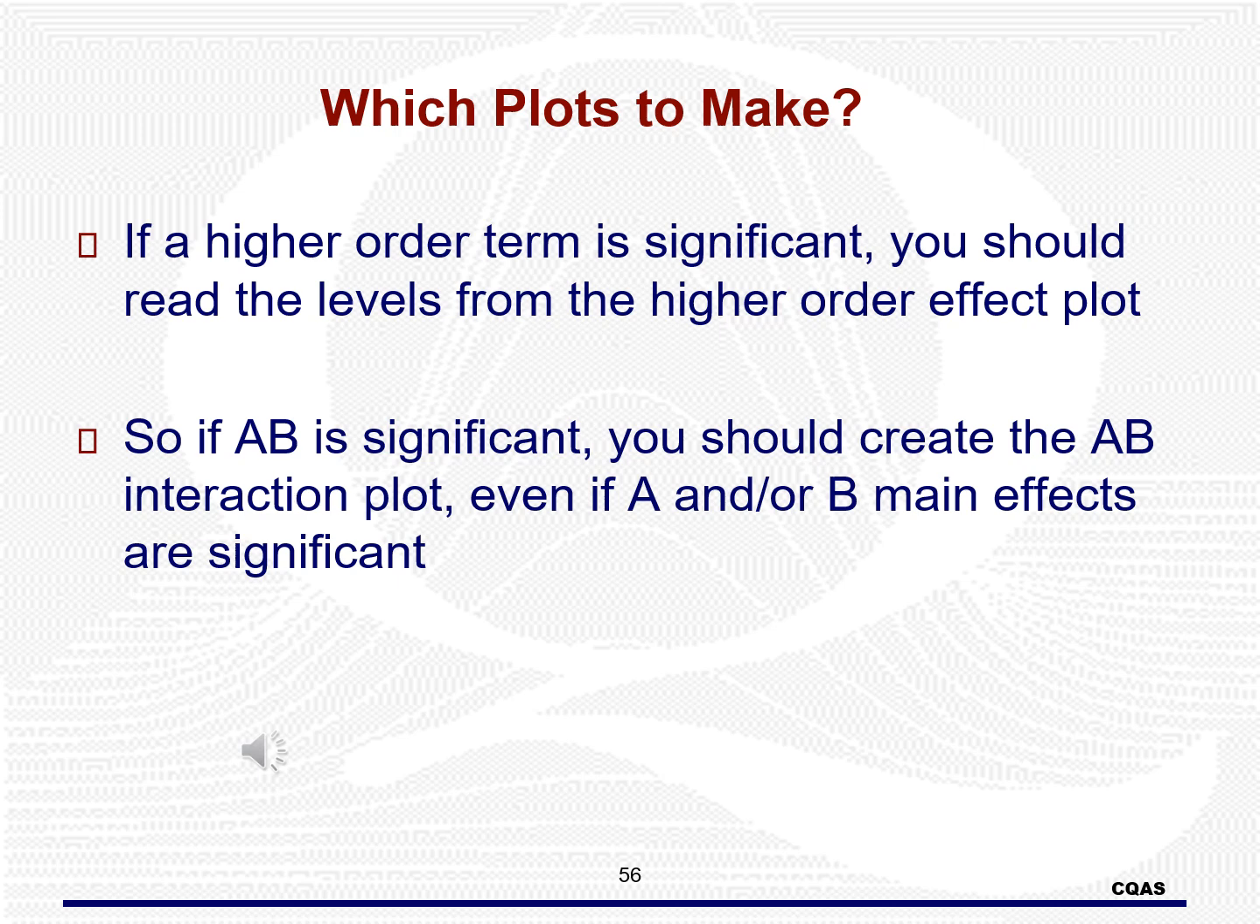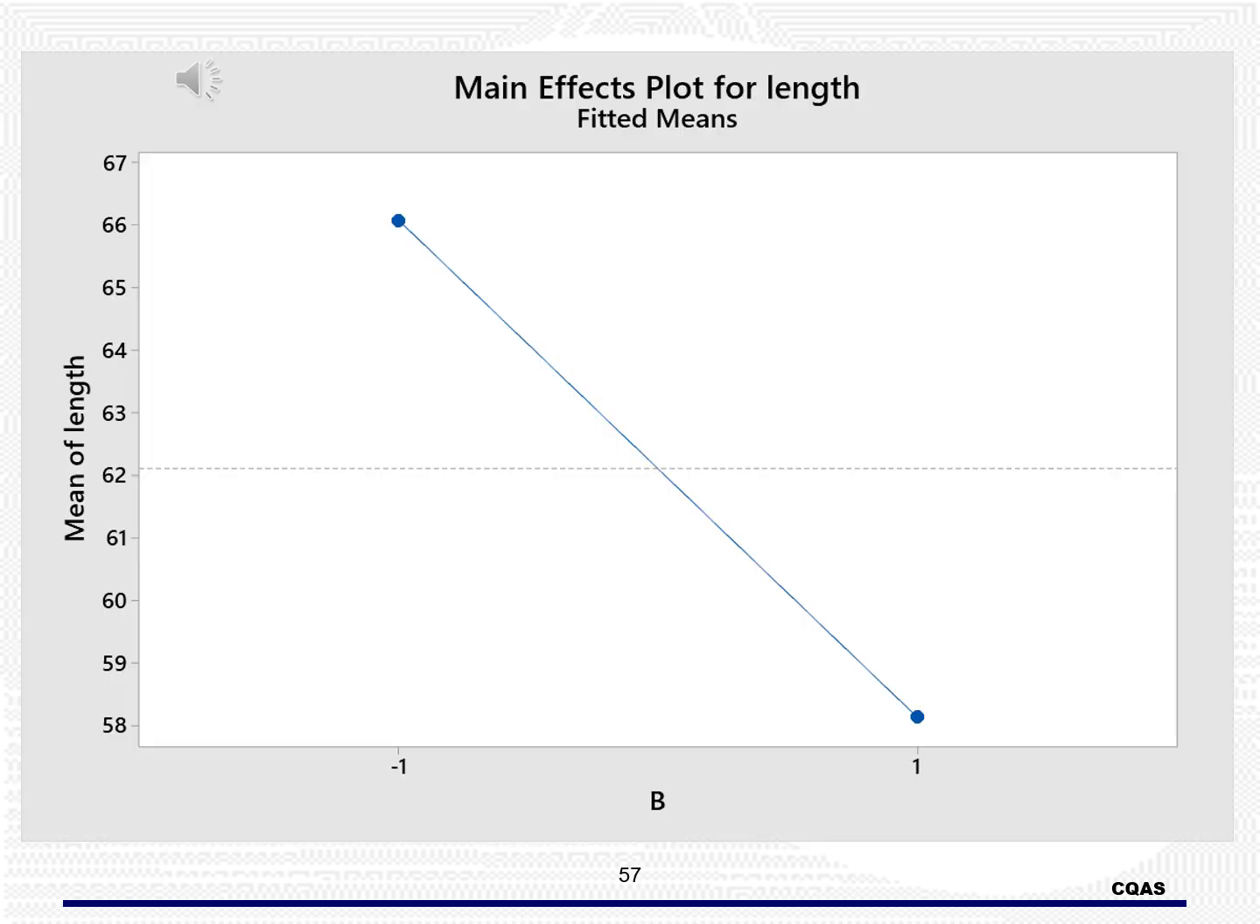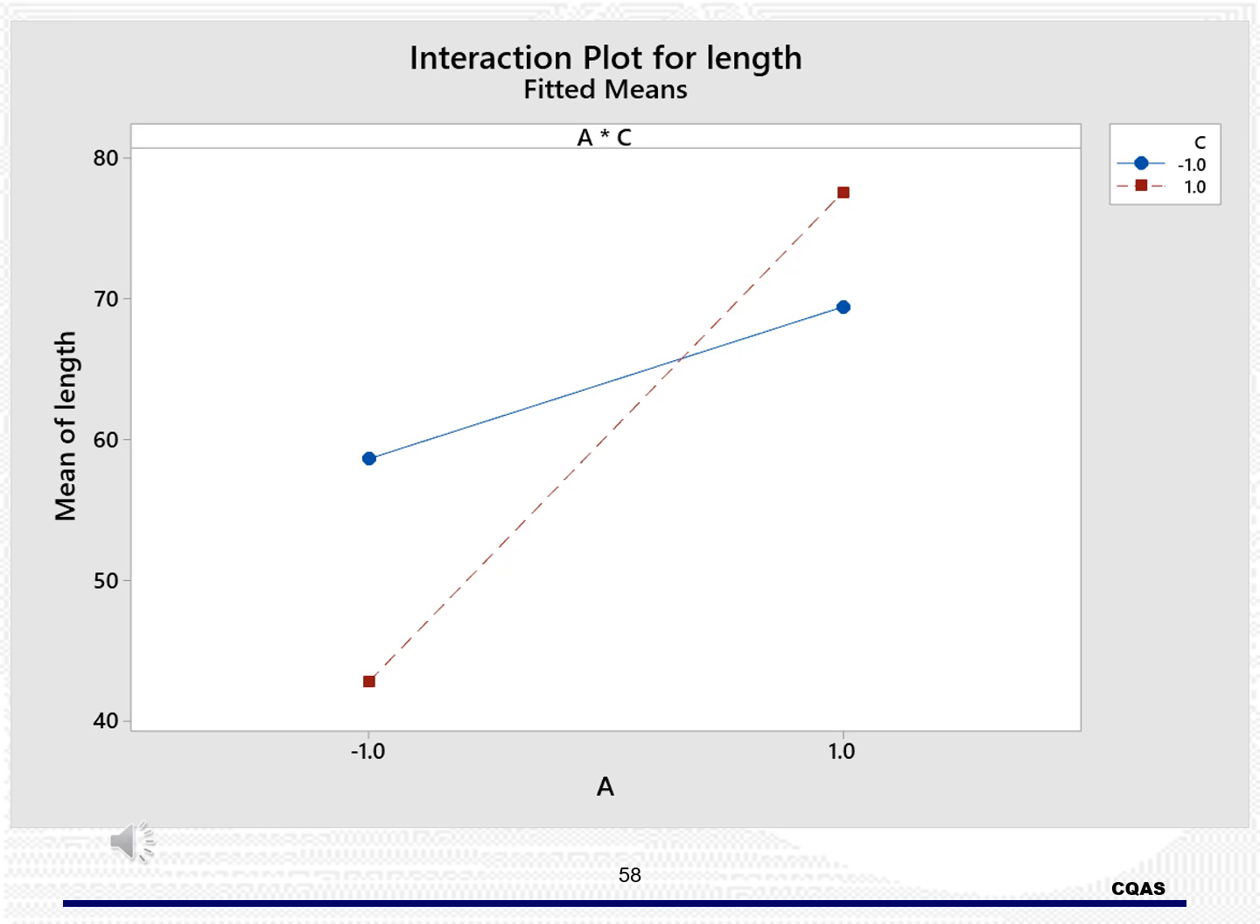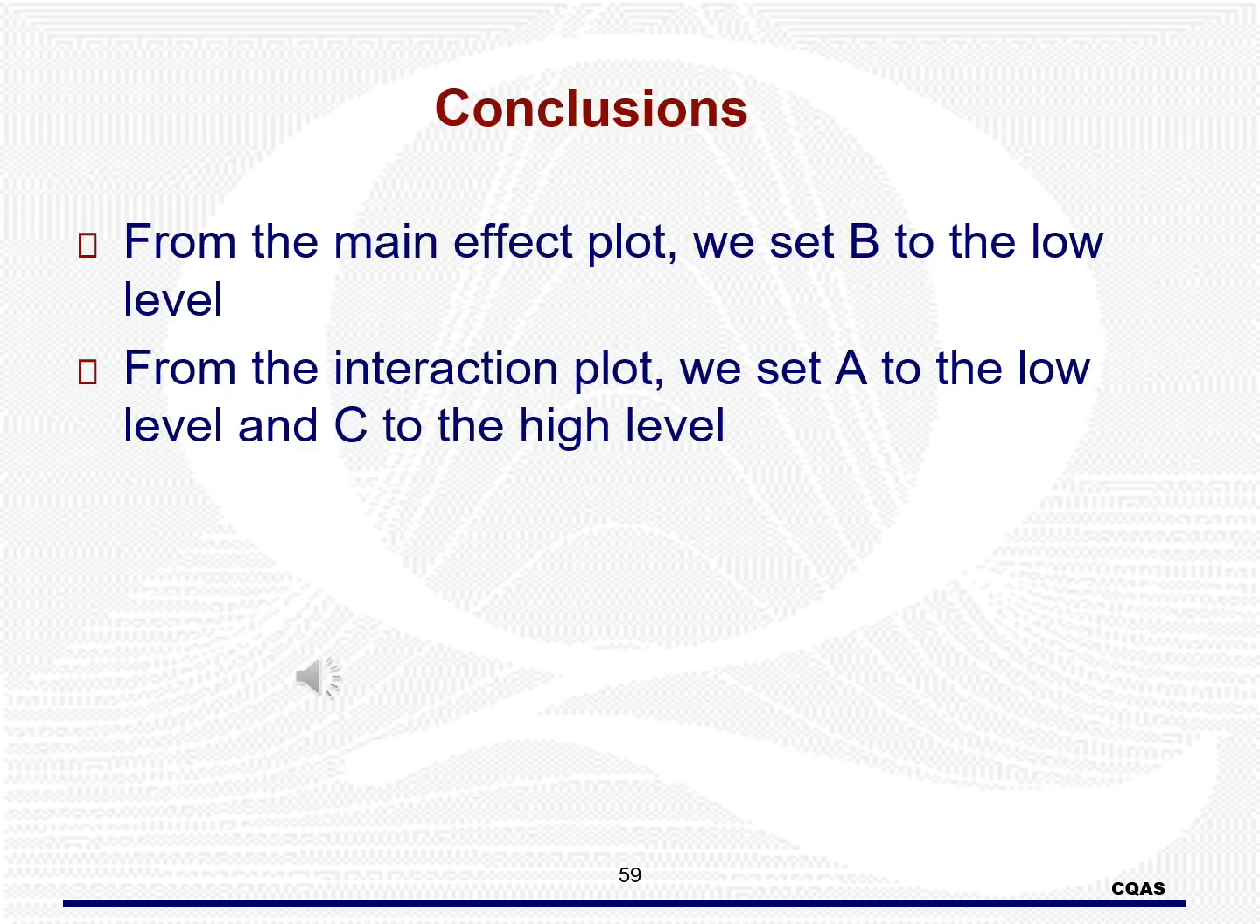So what should we do in this case? Since the main effect B is significant and not involved in a significant higher order interaction, we will use its main effect plot. Based on the plot in the slide, it seems that we should set factor B to the high level. Since interaction AC is significant, we need to get our levels for these two factors from the interaction plot. To minimize the response, we should set factor A to the low level and factor C to the high level. Let's draw conclusions. So to minimize the crack length, we need to set A and B to the low level and C to the high level.